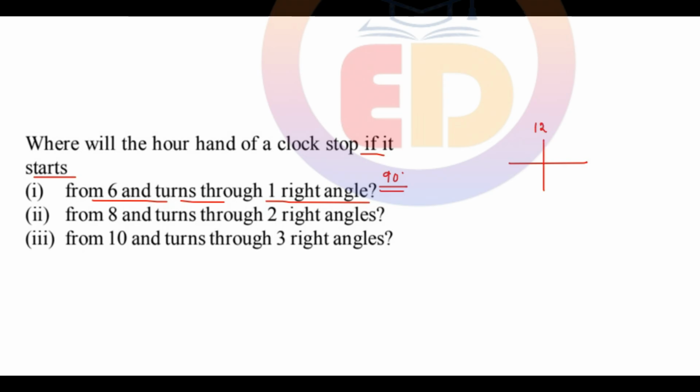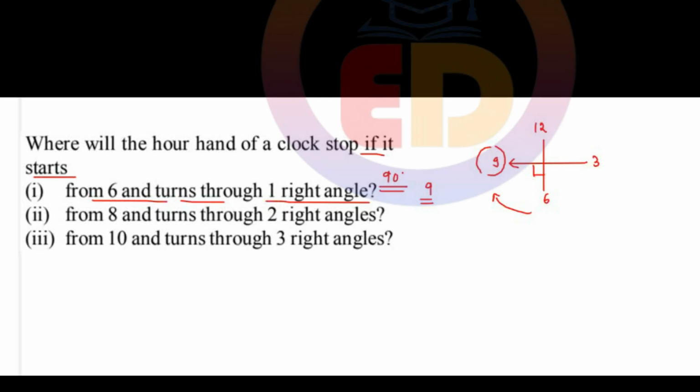This is in a clock 12, 3, 6 and 9. So if the hand of the clock starts at 6 and it will move in a clockwise direction like this and it will make a right angle, means वो 90 डिग्री एंगल लगाएगी और वो पहुंच जाएगी 6 बजे से 9 बजे पर. So we can say if the hand of the clock is at 6 and it turns one right angle, then it will be at 9. Answer to the first question will be it will be at 9.